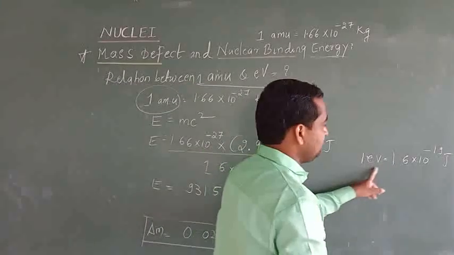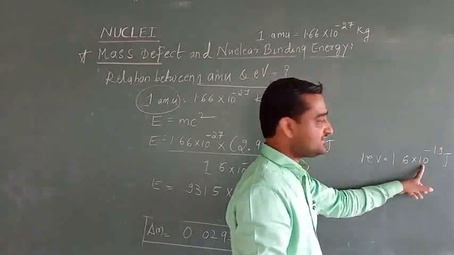So 1 electron volt is equal to 1.6 into 10 to the power minus 19 joule.